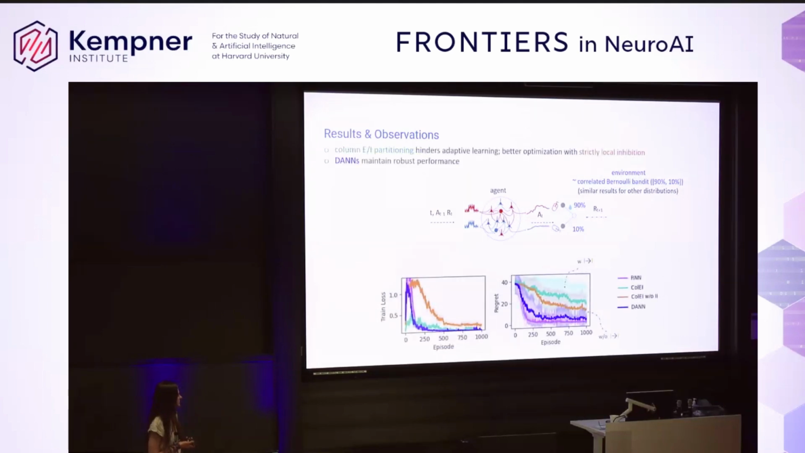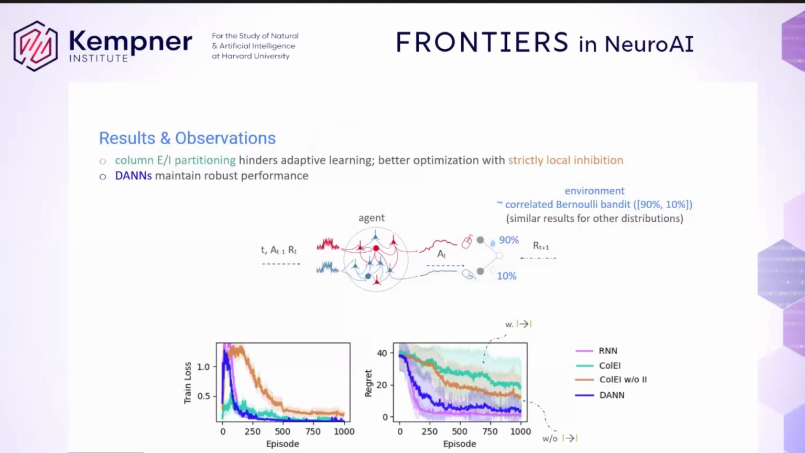In terms of performance, we see in green that column-based EI RNNs are very slow to converge. We also do an ablation study where we remove global inhibition, and we see that with only local inhibition, this tends to lead to better optimization. But nowhere near as good as Dale's artificial neural networks, which are quite robust and lead to almost as good performance as vanilla RNNs. So we can train EI constrained networks and obtain similar performance in this kind of task.